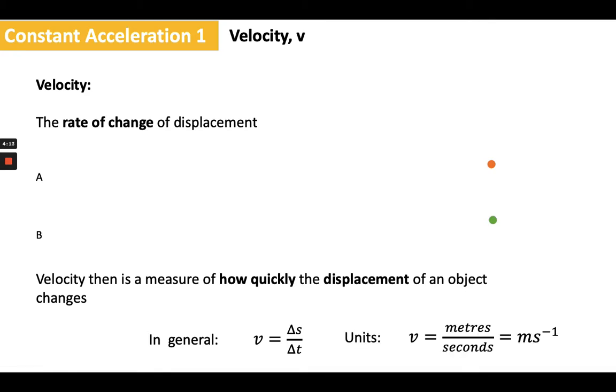We have our units of v as meters per second, or meters over seconds. It comes from this definition, as we've mentioned in a previous video. Displacement is in meters, time is in seconds, so meters per second is our SI base unit of speed, or velocity, sorry.